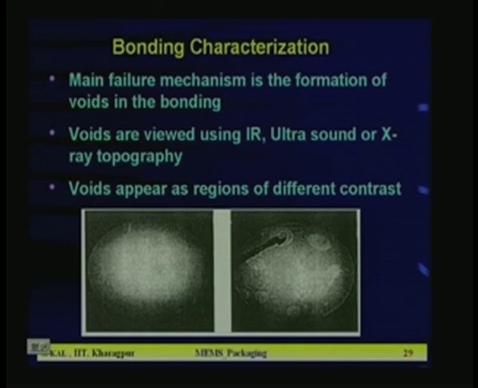Now, if you go for characterization of bonding, the main failure mechanism is the formation of voids in the bonding. So, you have to get rid of the voids. Voids are viewed by IR, ultrasound or X-ray topography. You can see the picture: in the left side picture there is no void, and in the right side picture there are some voids, and they appear as regions of different contrast. You can see the contrast, so that means some voids are there.